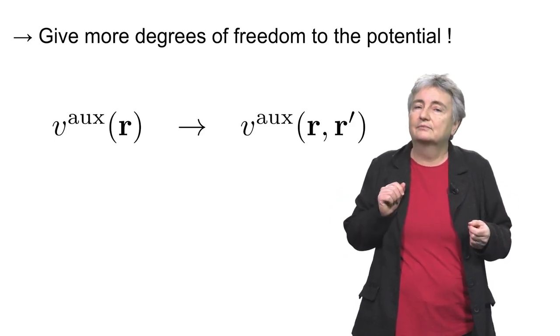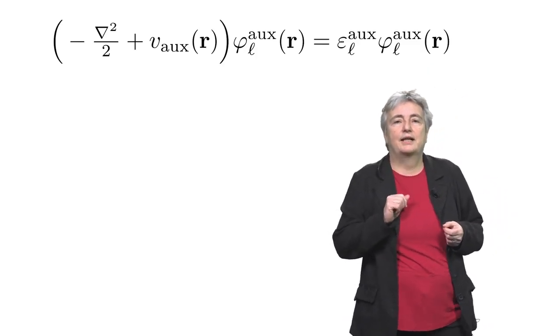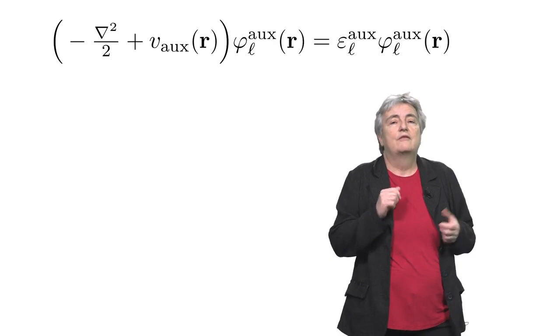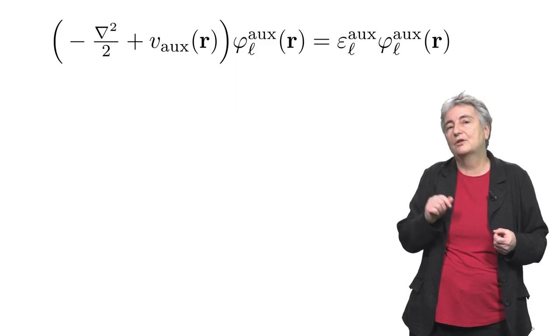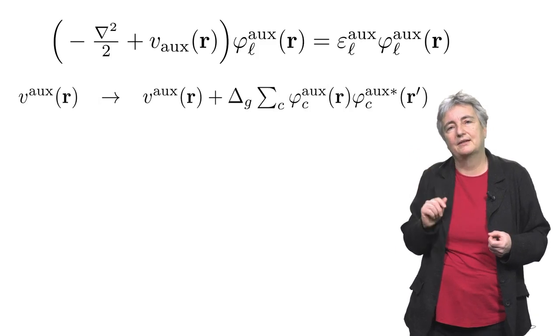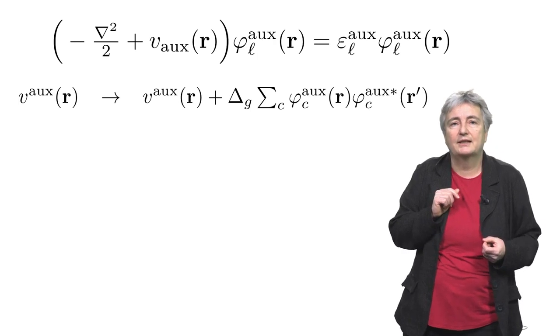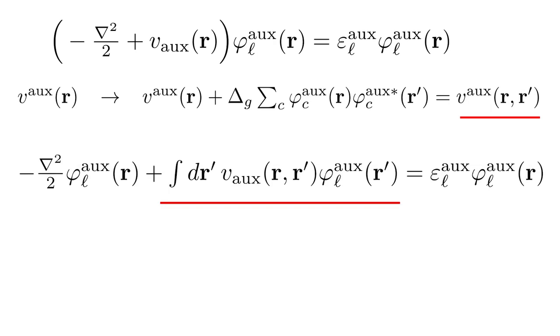Would this help us? Let us go back to the Kohn-Sham equation, which gives us the correct density. Of course, we could try to change the potential, for example with a prefactor, such that eigenvalues change. But that would certainly deteriorate the density. Instead, what about this? We add to the potential a projector on empty Kohn-Sham states multiplied by a prefactor delta G. This is a non-local potential. Therefore, the auxiliary Schrödinger equation now contains an integral.